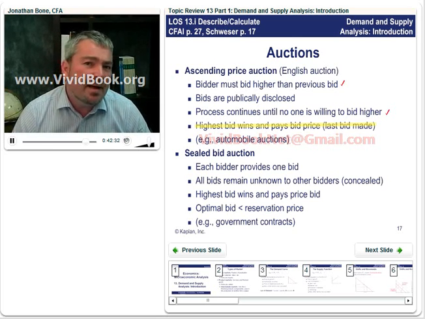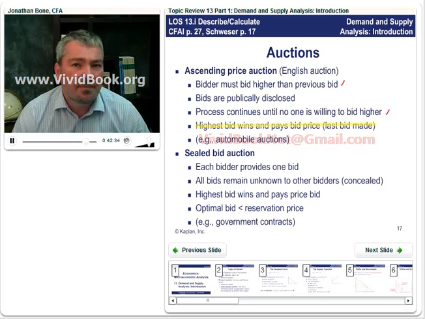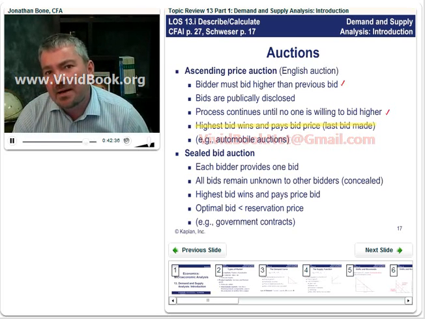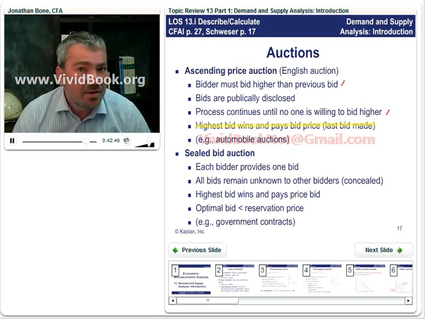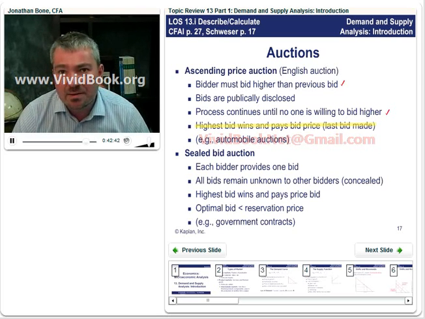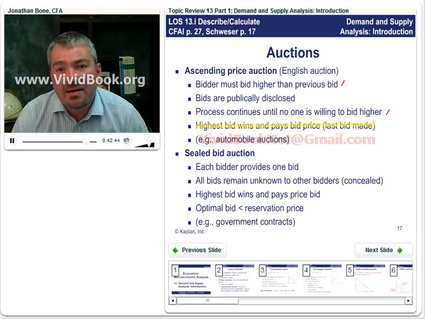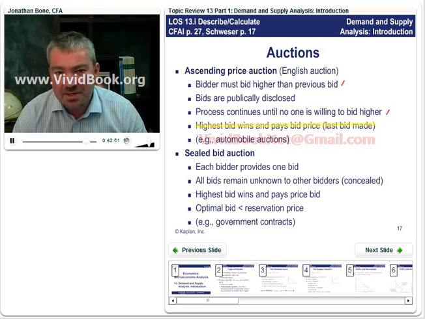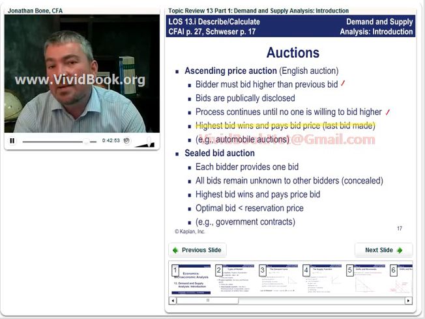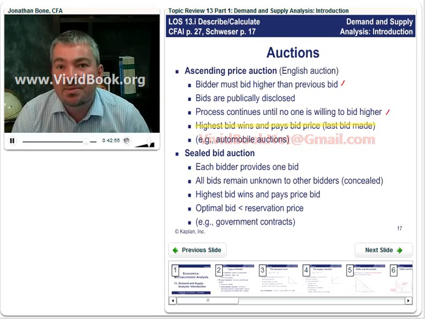Now, let's compare that to a sealed bid auction. Notice this time each bidder is only able to provide one bid. In an English auction, you can bid as many times as you want. If you're outbid, then you can submit a new higher bid. Not with a sealed bid auction. What everybody's doing is really placing their bids in envelopes, submitting them, then somebody is going to open those envelopes, and the person that bid the highest price is going to be the winner.